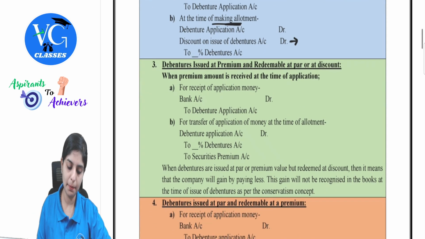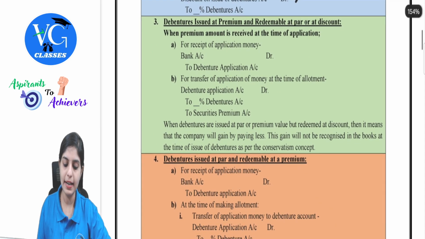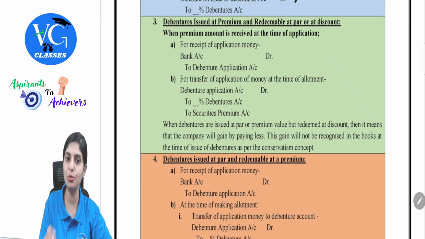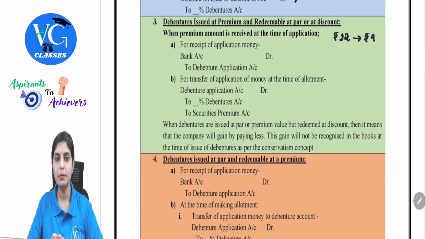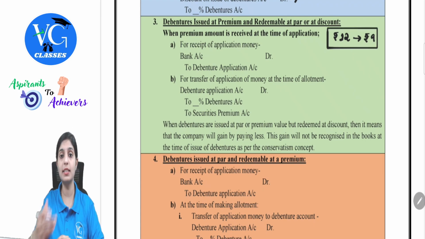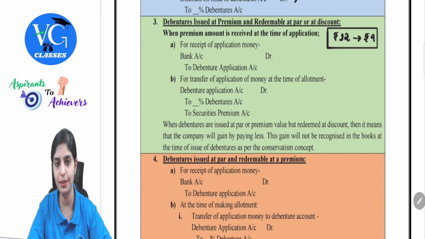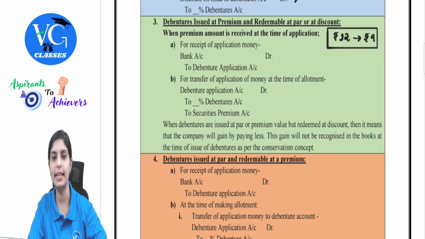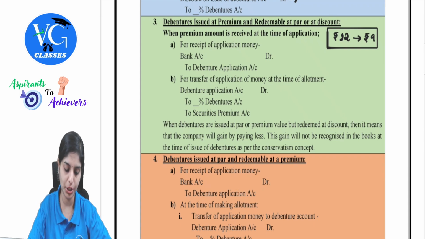Further, debentures issued at premium and redeemable at par or at discount. So debenture issued at premium, assume the face value is rupees 10, but the issue price is rupees 12 and redemption is happening at rupees 9. Logically speaking, do you observe this arrangement to be relevant? Does this hold relevance in practical life? Definitely no. Nobody will purchase at more and sell at less. I'm talking from the investor's point of view. So this is that situation.